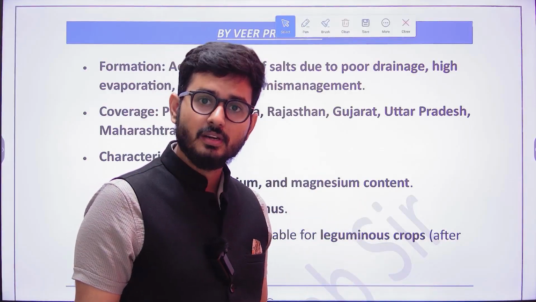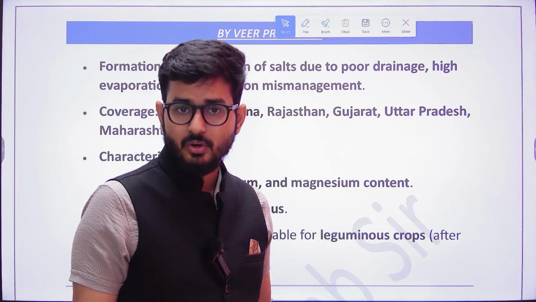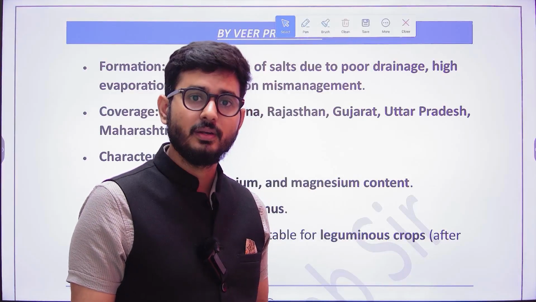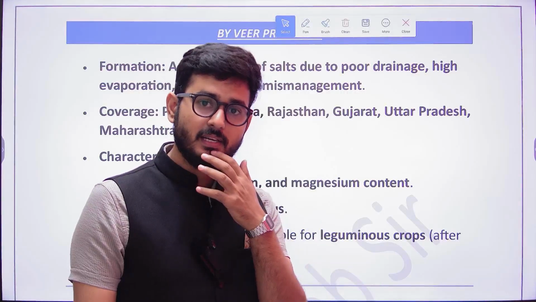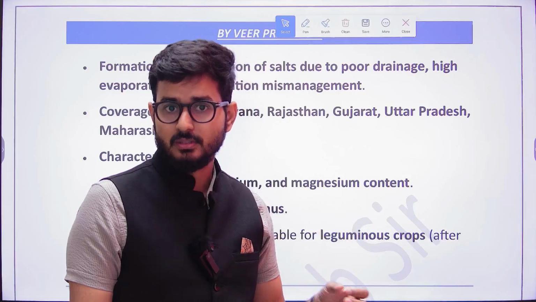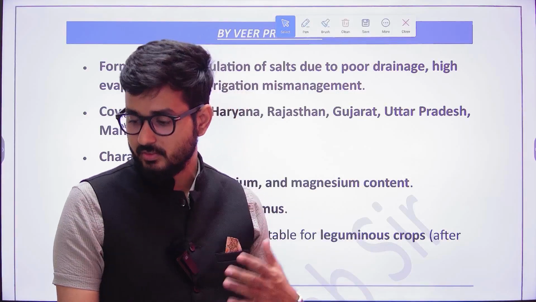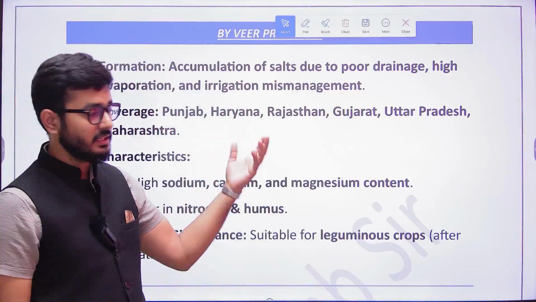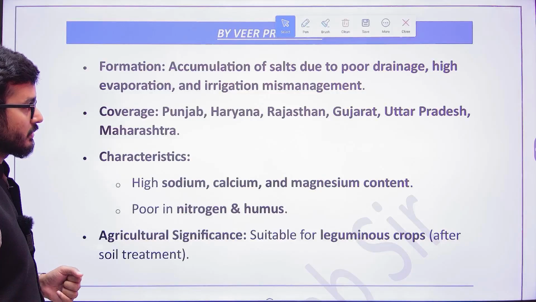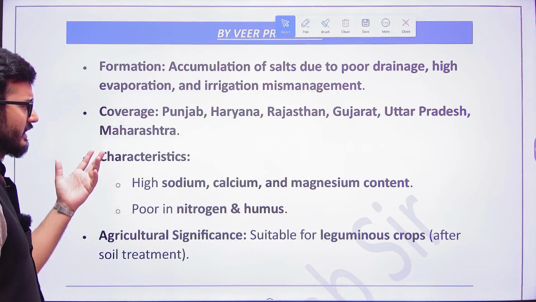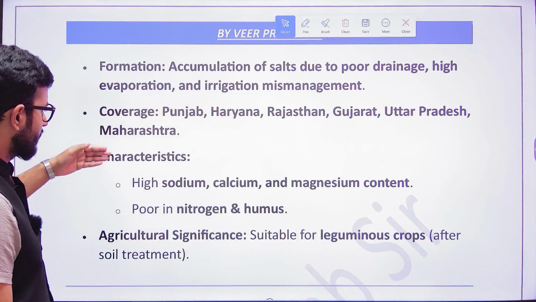For example, the Rann of Kutch in the Gujarat area is known for its salt pans. Why salt pans? Because here the water is evaporated and the salt is derived. So that is another aspect we need to understand: wherever there is poor drainage, there is going to be accumulation of salts, and then it is known as saline soil. Okay, and the coverage is what? It is these areas. What are the characteristics?